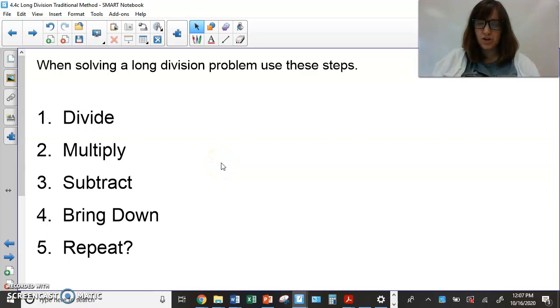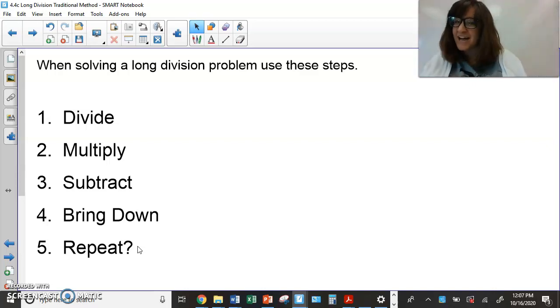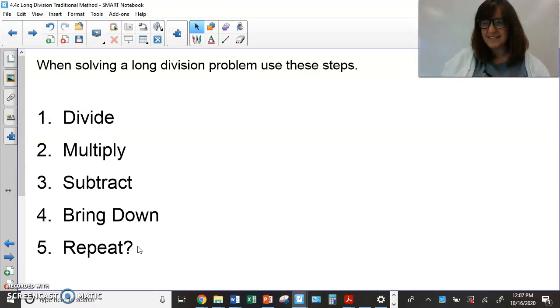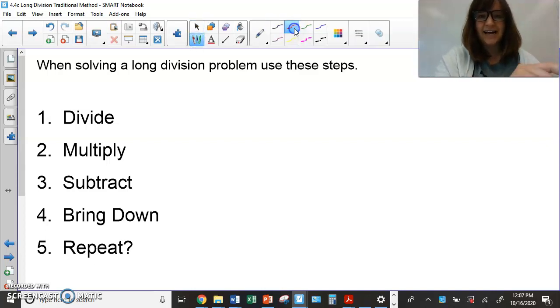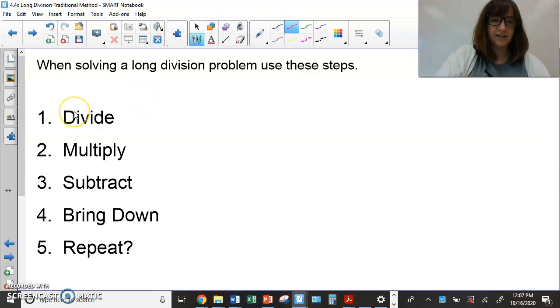When we are solving a long division problem using the traditional method, we are going to follow these steps. Divide, then multiply, then subtract, then bring down, then repeat. Sometimes we'll repeat. At the end, we will not. This kind of doesn't make sense without a problem in front of us, but I wanted to show you this because I have a trick that helps me remember. The first letter in each of these are D, M, S, B, R.